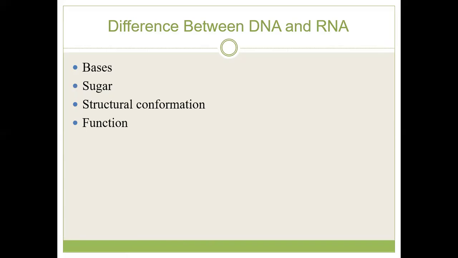Okay, difference between RNA and DNA. From the previous discussion, while talking about the chemistry of nucleotides, we talked about the differences with regard to bases, sugars, and structural conformations. As we just mentioned, DNA is double stranded, while RNA is single stranded. With regard to sugars, in DNA we have deoxyribose sugar instead of the ribose sugar.